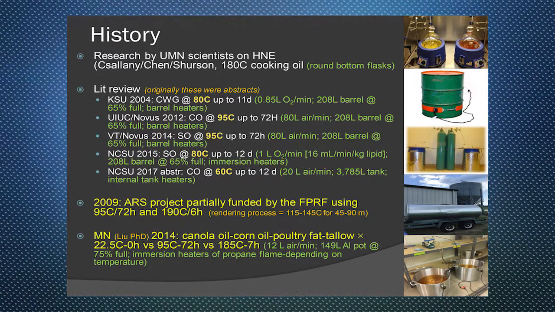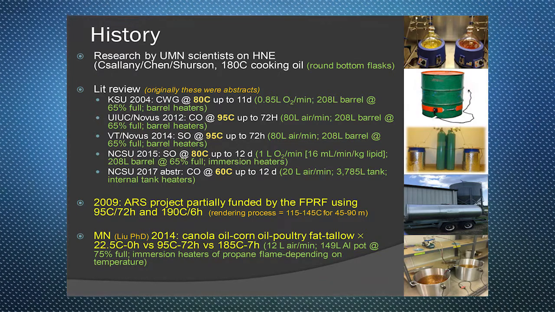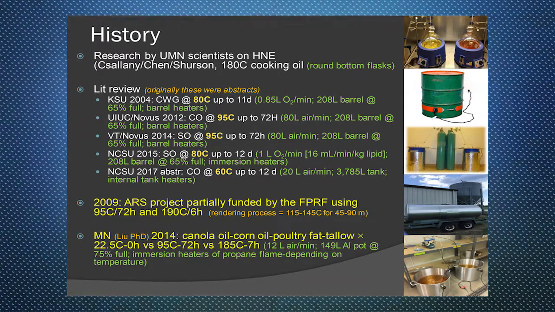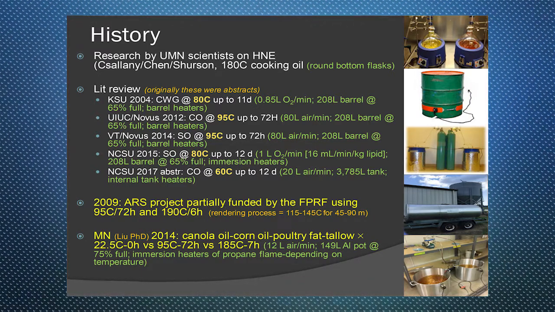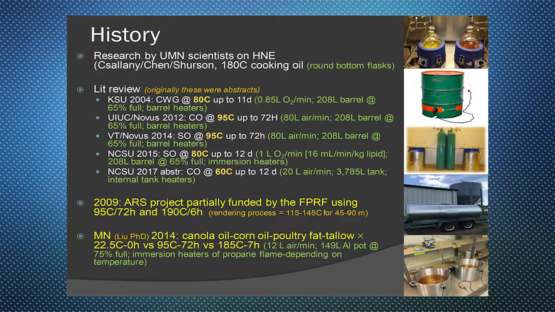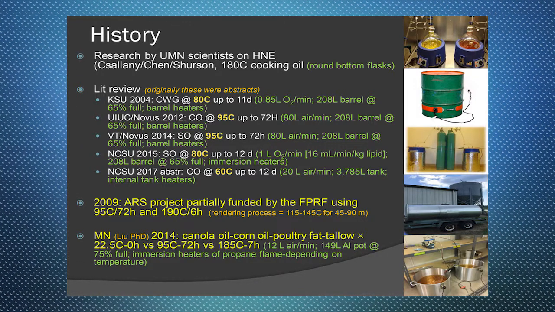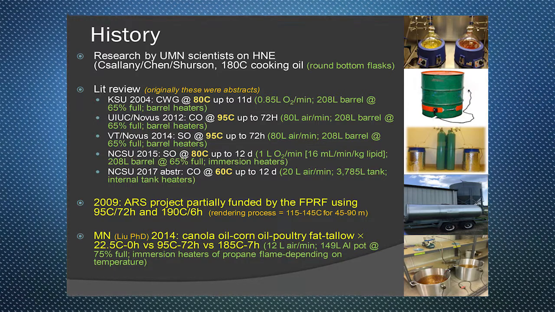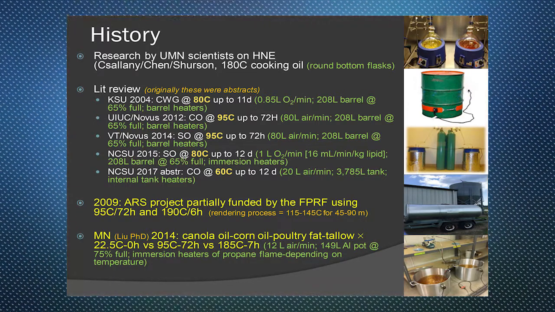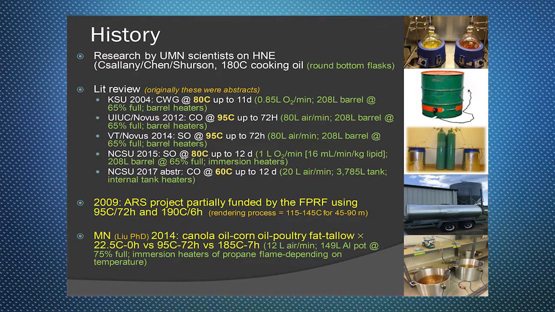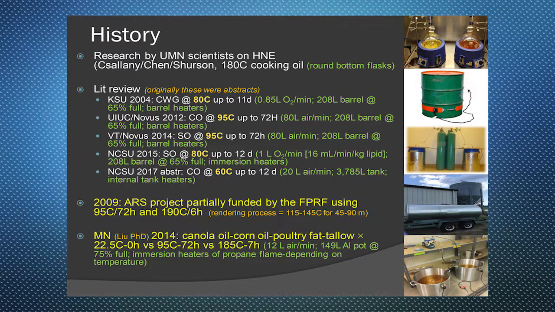We were initially funded by the Fats and Proteins group. We incorporated this 95 type temperature, but also 190. 190 is frying temperature, by the way. And then we went down and looked at various products here, canola, corn, poultry fat, and tallow, in a system where, in some cases, we used little vats like this versus my current system here.